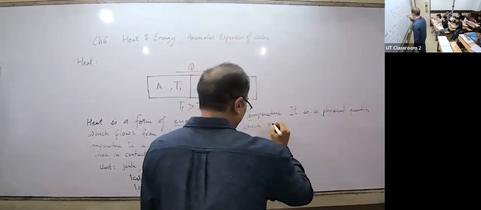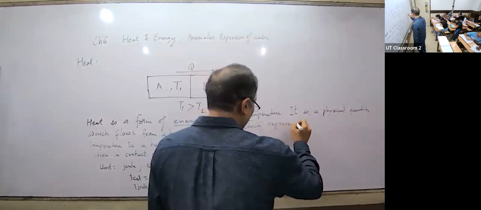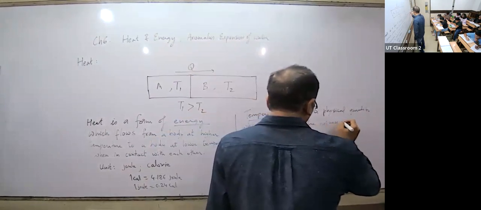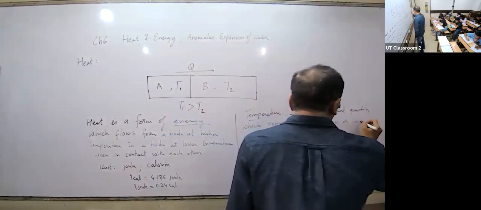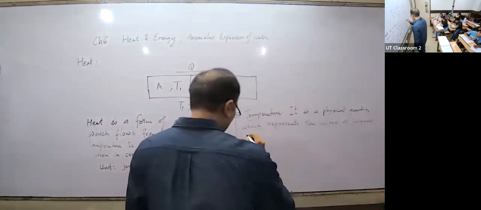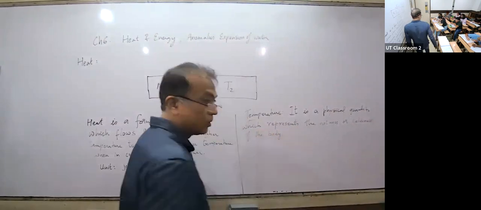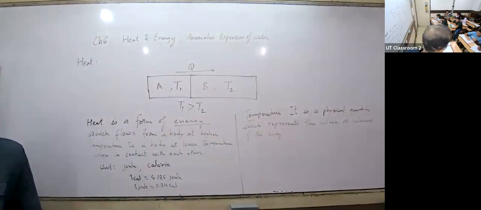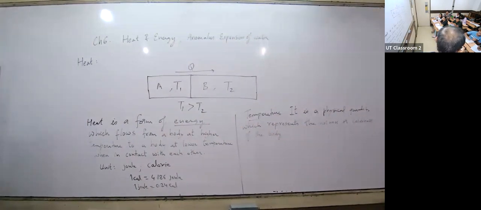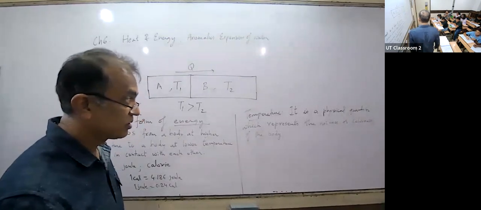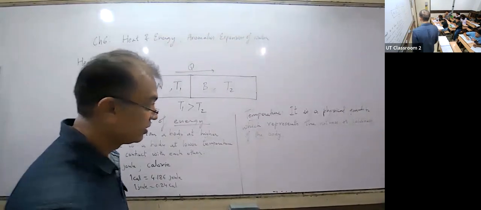Which represents the hotness or coldness of the body. A body with less energy may be hotter than a body with more energy. Like I gave the example of the cup and the body which is holding the cup. Okay? So it is a physical quantity which represents the hotness or coldness of the body.